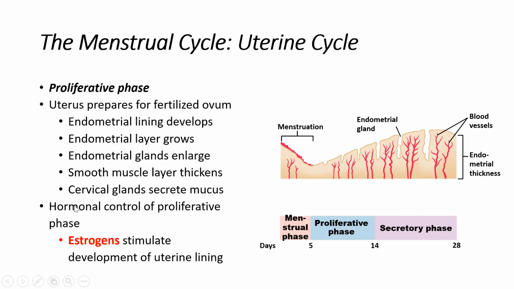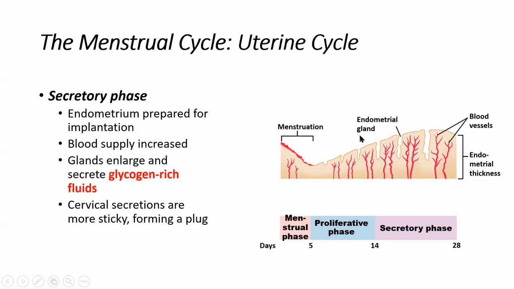Again, this is under the influence of hormones, estrogen, which prepare the uterine lining by thickening up the smooth muscle layer, increasing the size of the glands here, increasing the lining that's present, preparing for implantation.